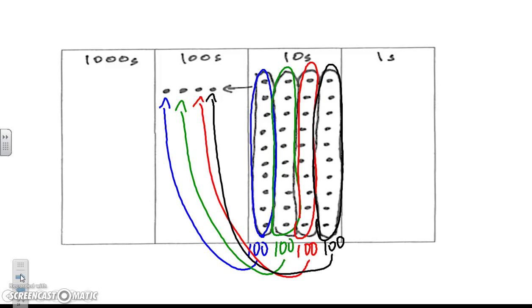So I have all of these hundreds is equal to 400 or 4 thousands. Okay? 4 thousands or 400s are the same thing.